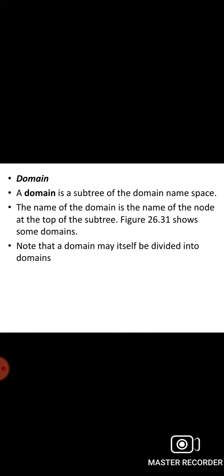A domain is a subtree of a namespace, and the name of the domain is the name of the node at the top of the subtree. Now let's see some examples of domains. You can notice that a domain may itself be divided into domains or subdomains, as they are sometimes called.